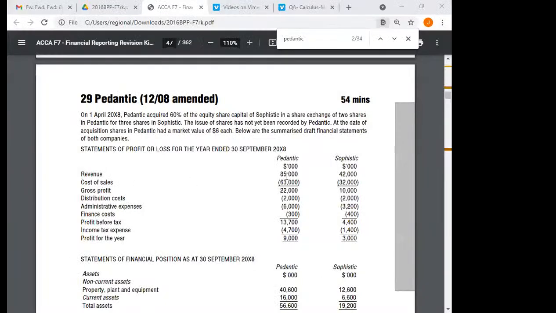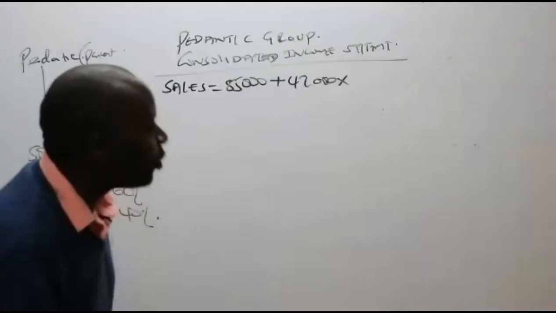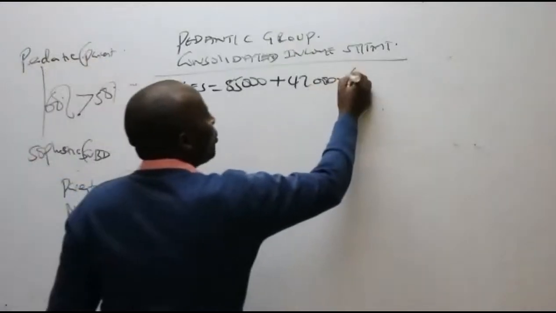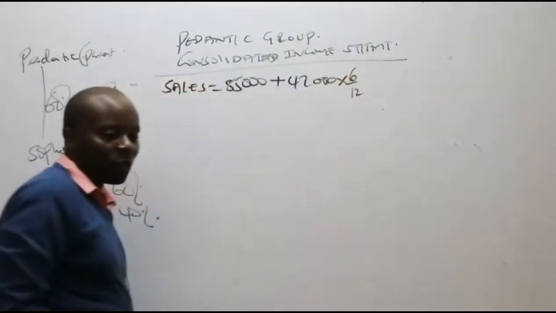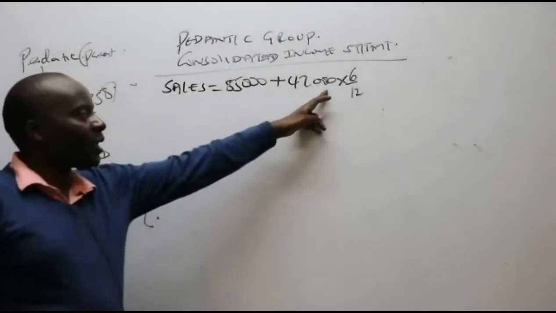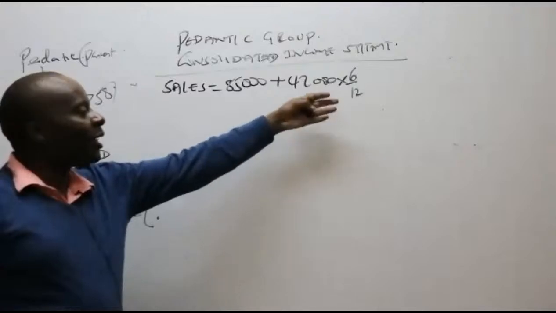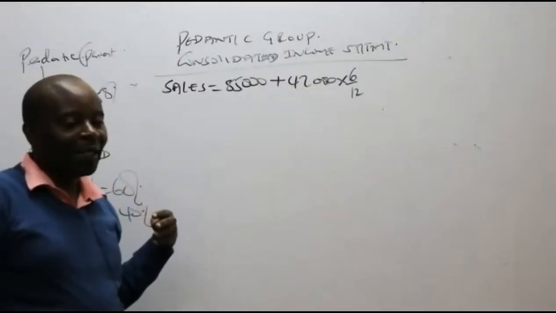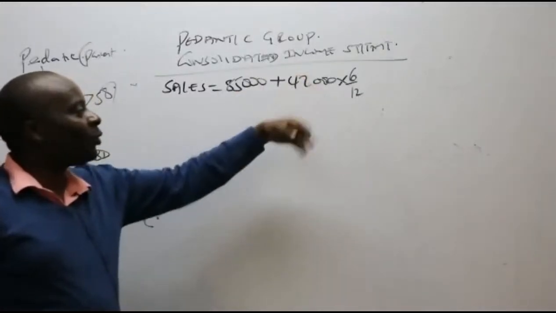So you have revenue for Pedantic of 85,000. So you say 85,000 for the parent plus this other one, 42,000 for Sophistic. But now remember that Sophistic was only yours for how many months? Sophistic was only yours for 6 months, so times 6/12. Sophistic wasn't ours for more than a year, so we have to prorate this. Remember, anything less than 12 months you must prorate, but if it's 3 years, 4 years, there is no proration.